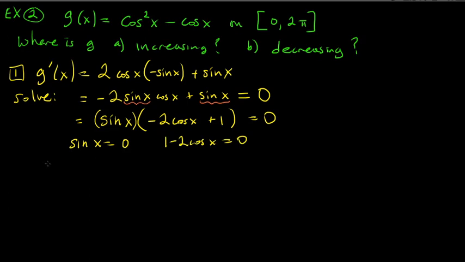So you should know where sine is 0. That's going to be at 0, pi, 2 pi, 3 pi, 4 pi, 5 pi, and so on. But at least between 0 and 2 pi, it's just these three numbers here.